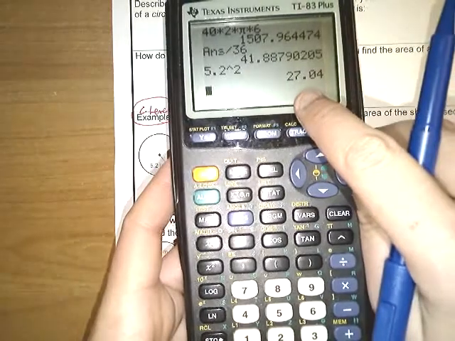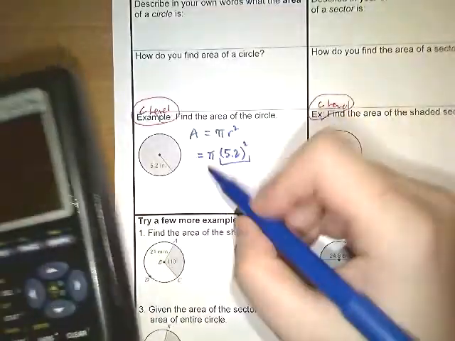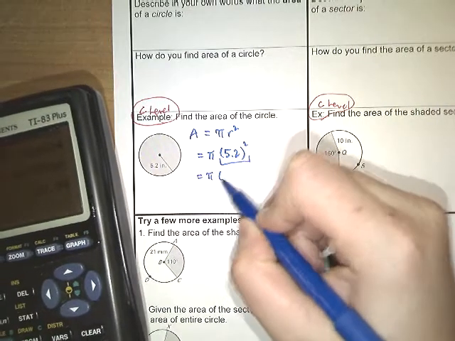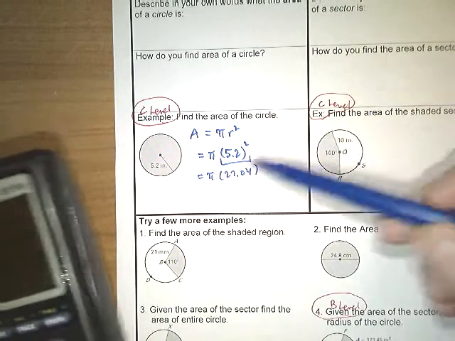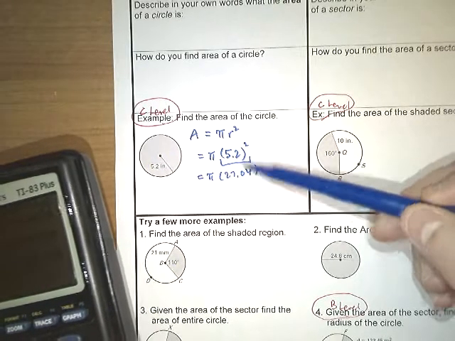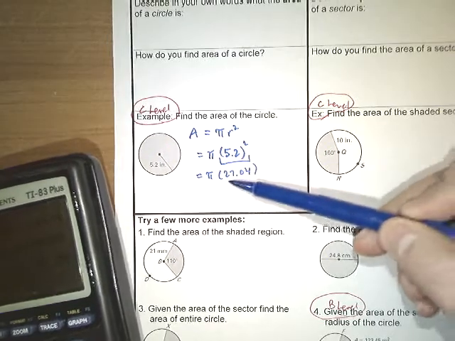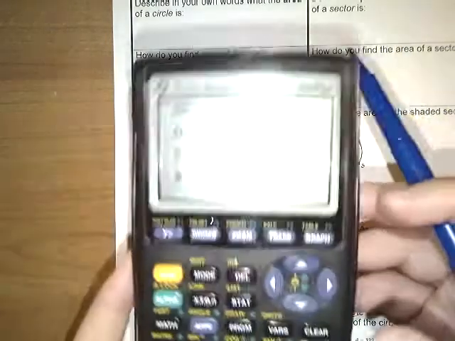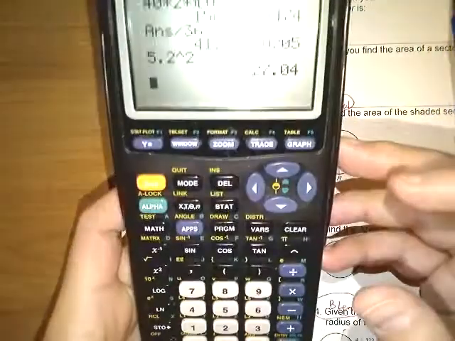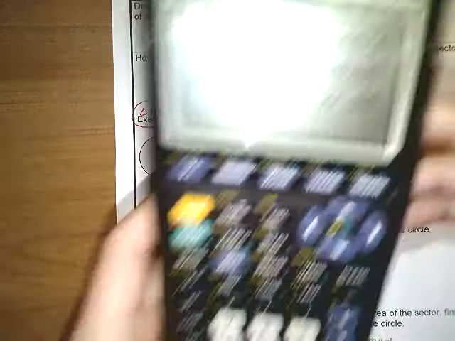I'm trying not to get glare here. Okay, which gives me 27.04. Which makes sense because 5 squared is 25, so 5.2 squared is just a little bigger than 25. I would get a number that's slightly bigger than 25 when I square it. Okay, so I'm going to take that, and now, second step, multiply by pi.